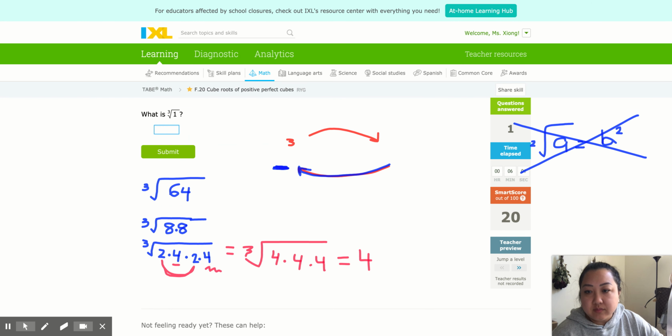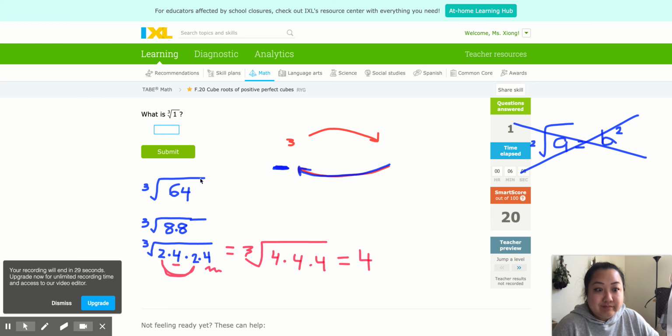All right. Now, what's the cube root of 1? Well, 1 multiplied by itself is always 1. So if you multiply it 3 times, it would be 1 again. So the cube root of 1 is always going to be 1.